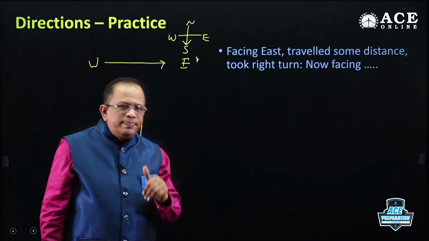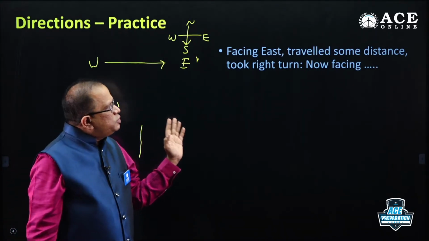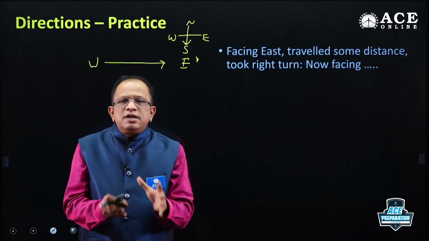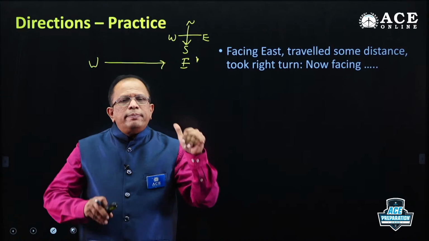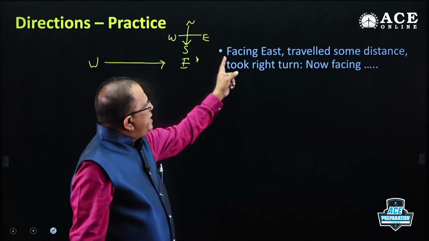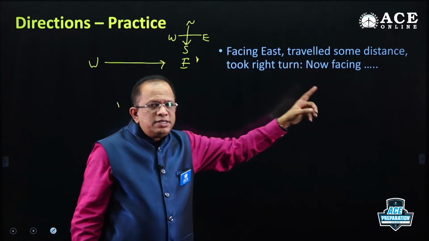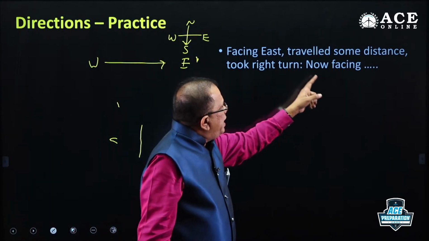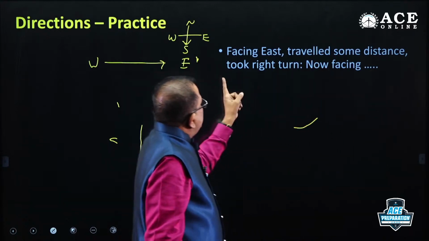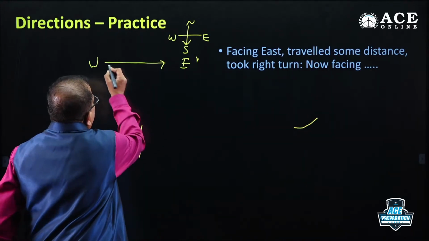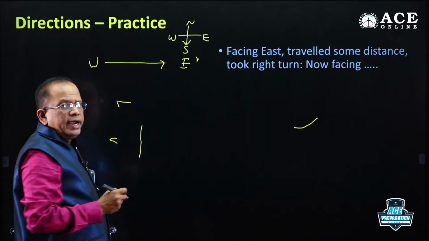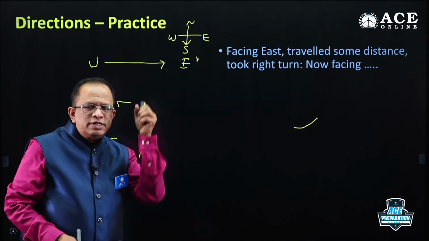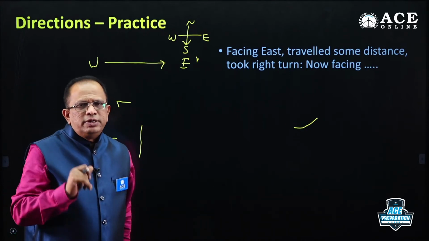Got it? So from now onwards, if there is no specific mention about the direction at which the person has started, we always take the opposite one. Now, someone is facing east and traveled some distance, means from west he is moving towards east. Then what happened? Traveled some distance, took right turn. When someone is coming from west to east, took right turn. Right turn means is it towards south or is it towards north? You may have some doubt.